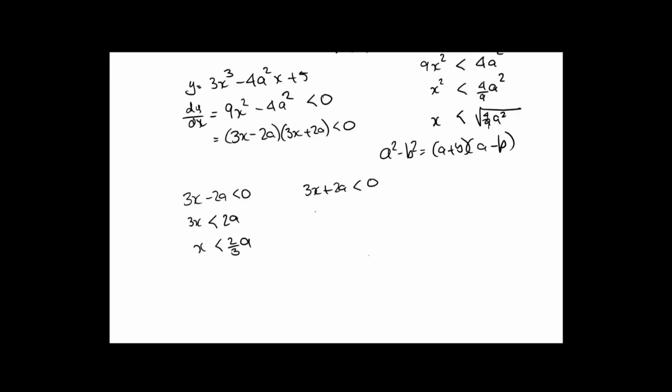So I'm going to take 2a away from both sides. And x is less than negative 2 over 3a. Yes. So if a is a positive number, that would mean that if a was positive 1, okay, so that means that a1 must be greater than minus 2 over 3. So minus 2 over 3a. Yeah, it's the only way that can be true.